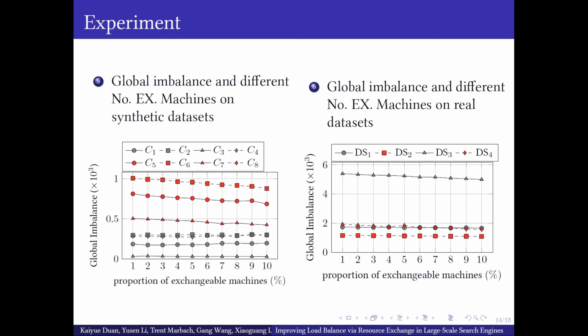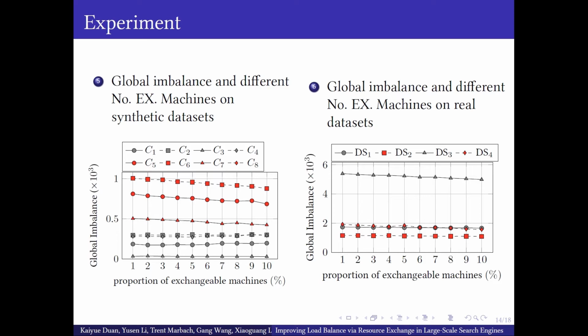We change the number of exchangeable machines from a proportion of 1% to 10% of the number of leaf machines. So there will be 10 to 100 exchangeable machines. There are two observations. First, the global imbalance for the heterogeneous settings, that is C5 to C8, is greater than the counterpart for the homogeneous settings, that is C1 to C4, which confirms that balancing workload among heterogeneous machines is more difficult. Second, using more exchangeable machines will not always succeed in decreasing the global imbalance.